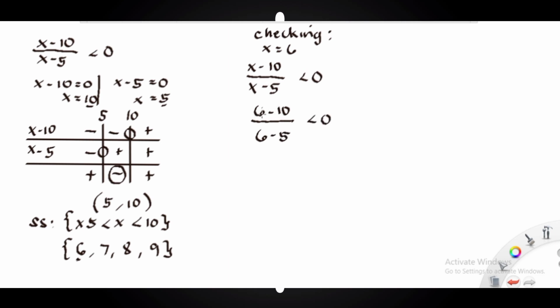So, 6 minus 10 is negative 4. 6 minus 5 is 1. Is it less than 0? Negative 4 over 1 is equivalent to negative 4. Is negative 4 less than 0? Yes, because any negative numbers is less than 0. Since tama ito, ibig sabihin, our solutions are correct.